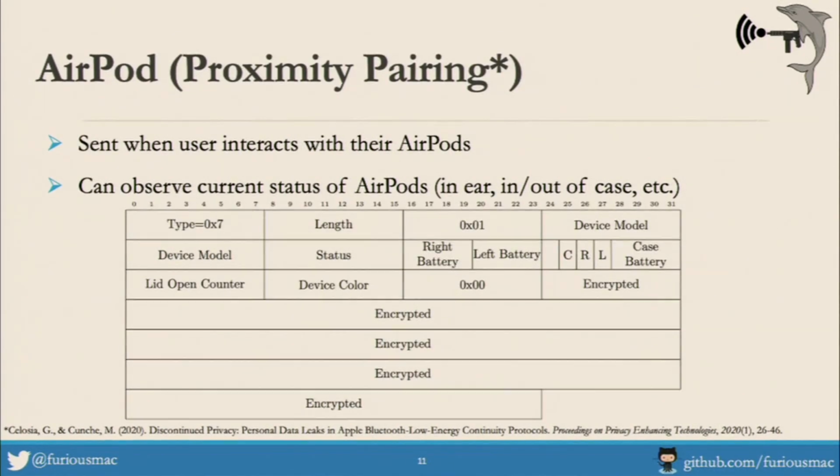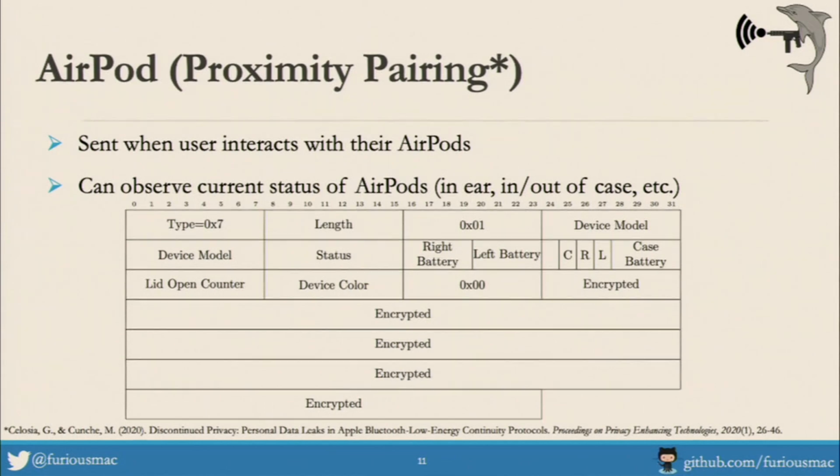The next message is the AirPod message. This is sent whenever you interact with your AirPods, and it actually leaks a crazy amount of information. You can see if someone's AirPods are in their ears, if they're out of their ears, if one's in the case, one's not in the case. I'm going to attempt to demonstrate that in the demo. You can also learn the battery status on the right, left, and the actual case. You can see if they're currently charging or not.